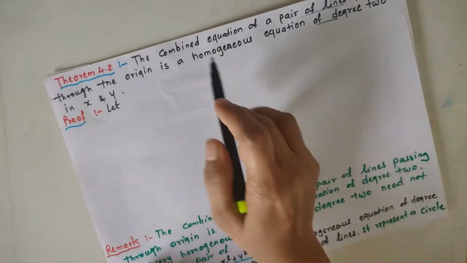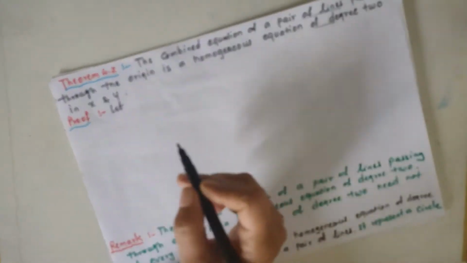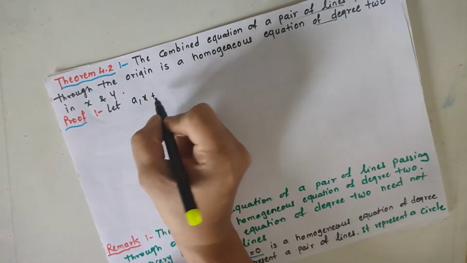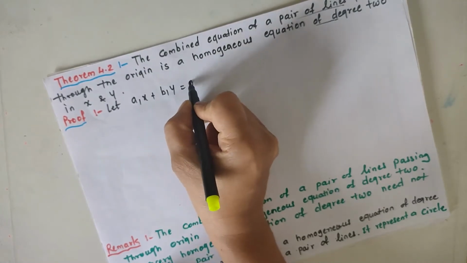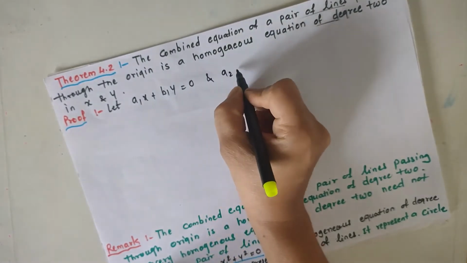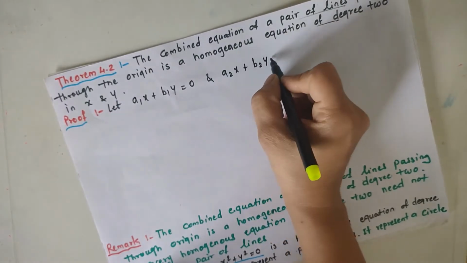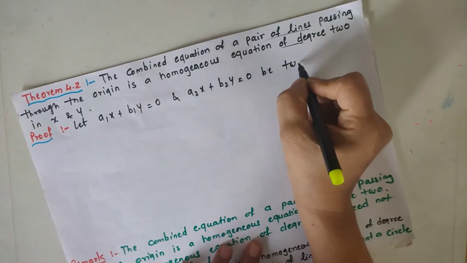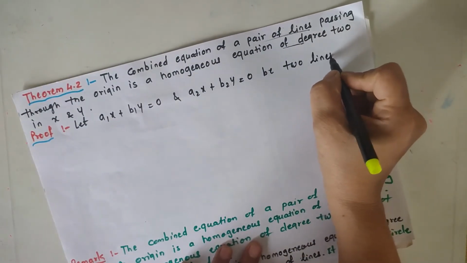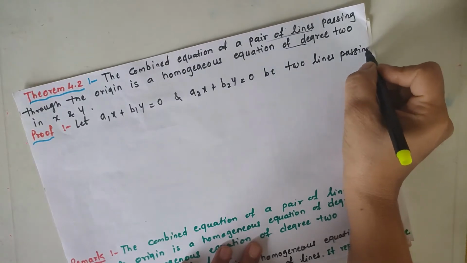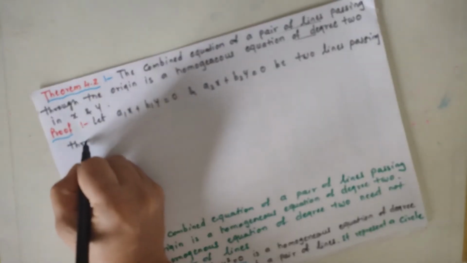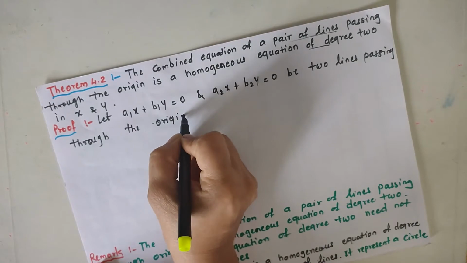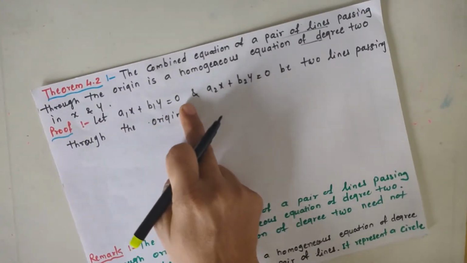So first consider the equations of lines passing through the origin. So let a1x plus b1y is equal to 0 and a2x plus b2y is equal to 0 be two lines passing through the origin. These lines pass through the origin, therefore there is no constant term.